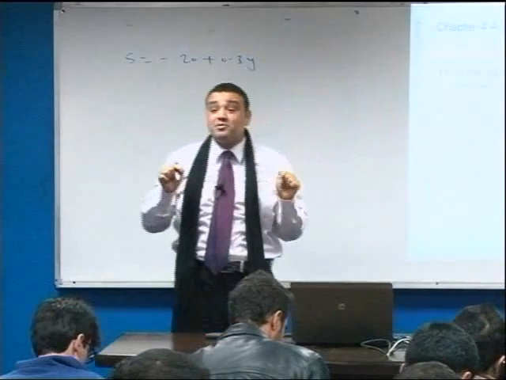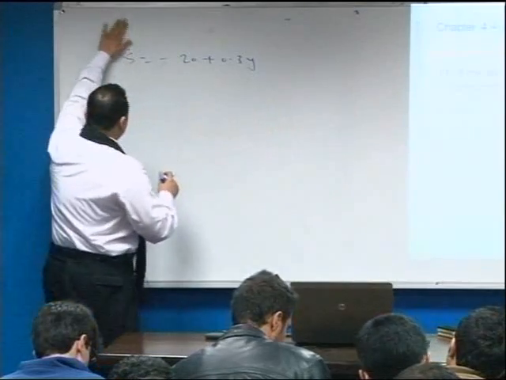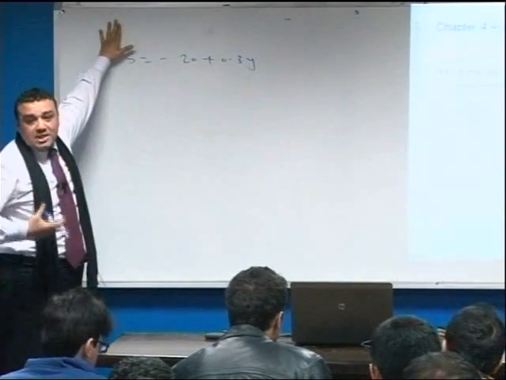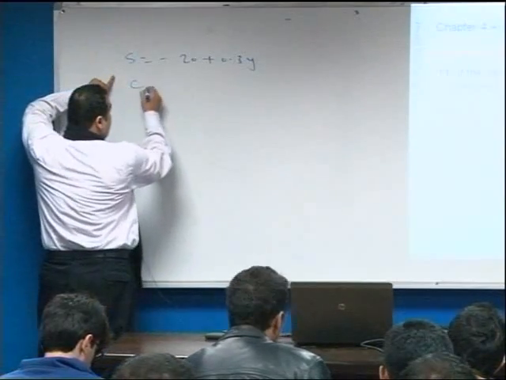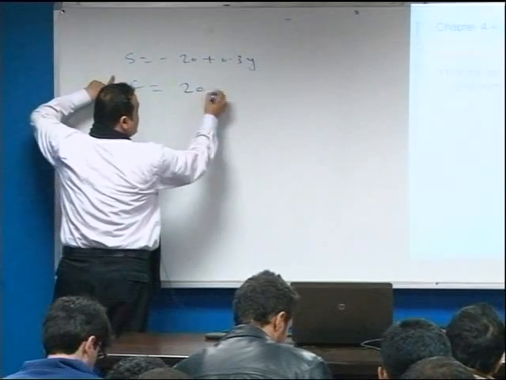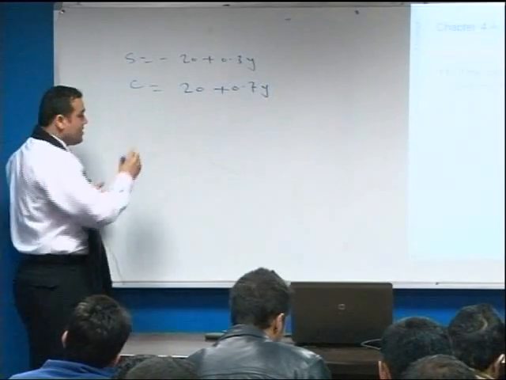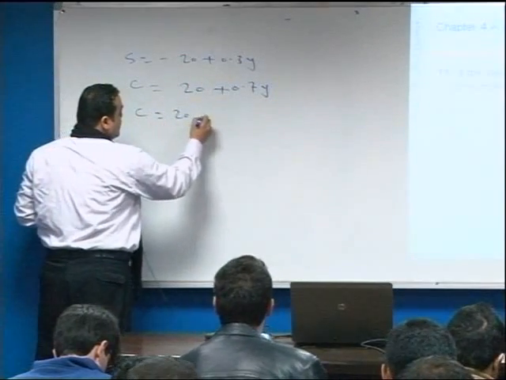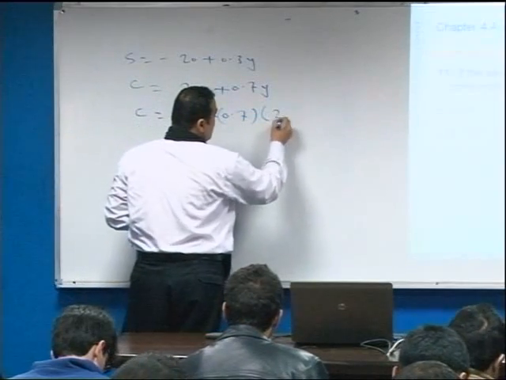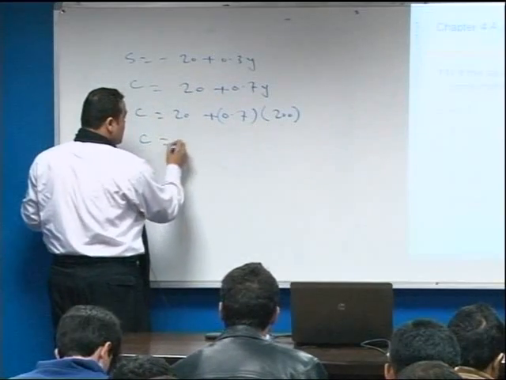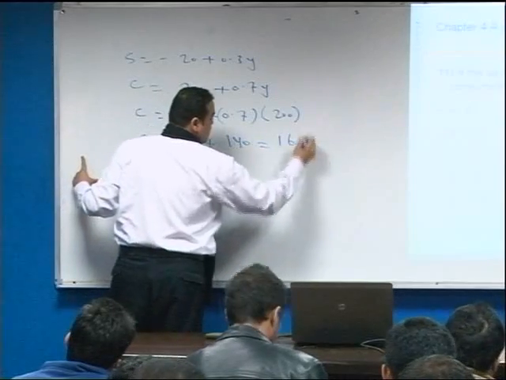So I think we have to derive the consumption function. From the saving function, it's easy to derive the consumption function, and then we can do a direct substitution. So C equals 20 plus 0.70Y, right? So C equals 20 plus 0.7 times 200. So C equals 20 plus 140 equals 160.